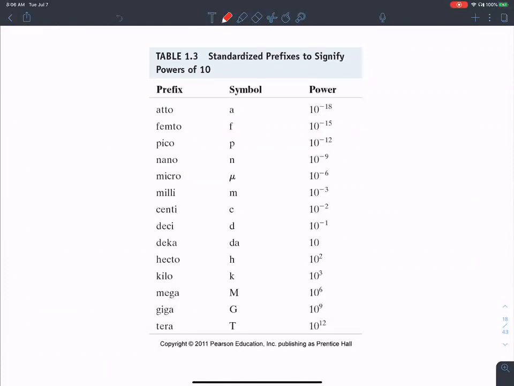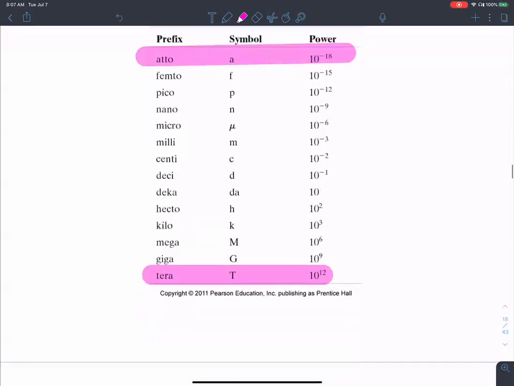Here are powers of 10. Powers of 10 because engineers have to deal with extremely large numbers and extremely small numbers and everything in between. We have to have a shorthand, a handy way of representing extremely large numbers and extremely small numbers and everything in between.